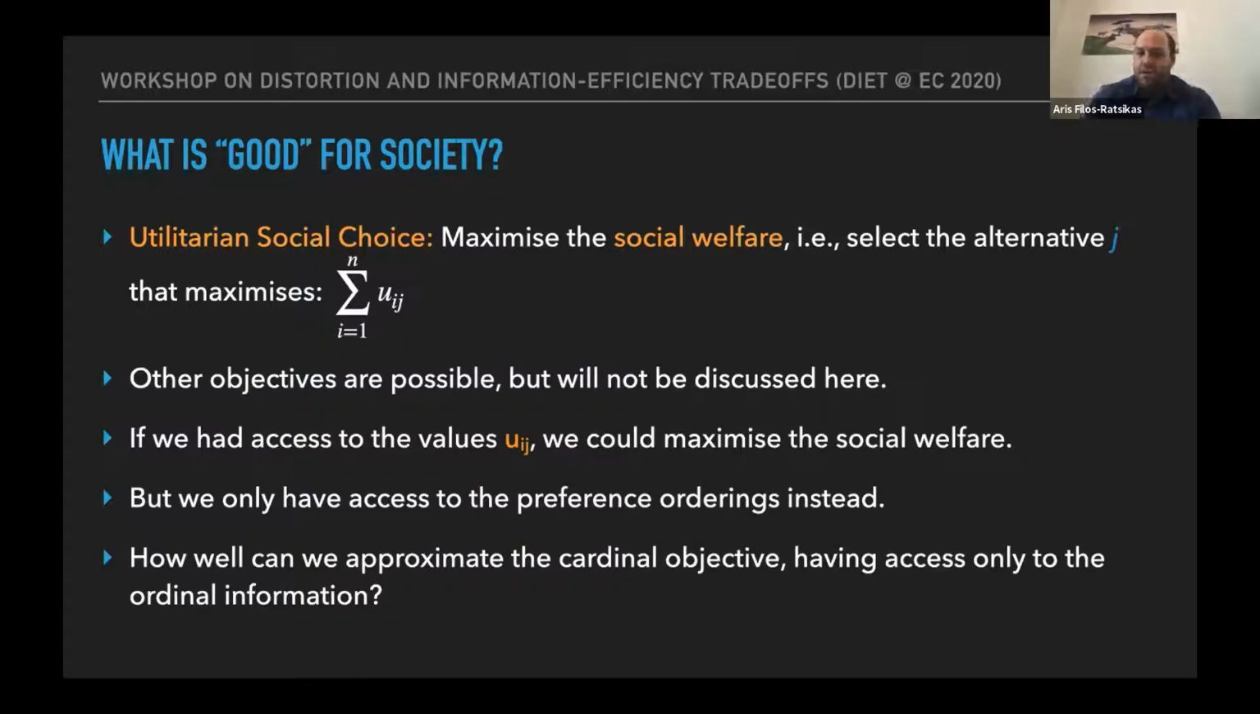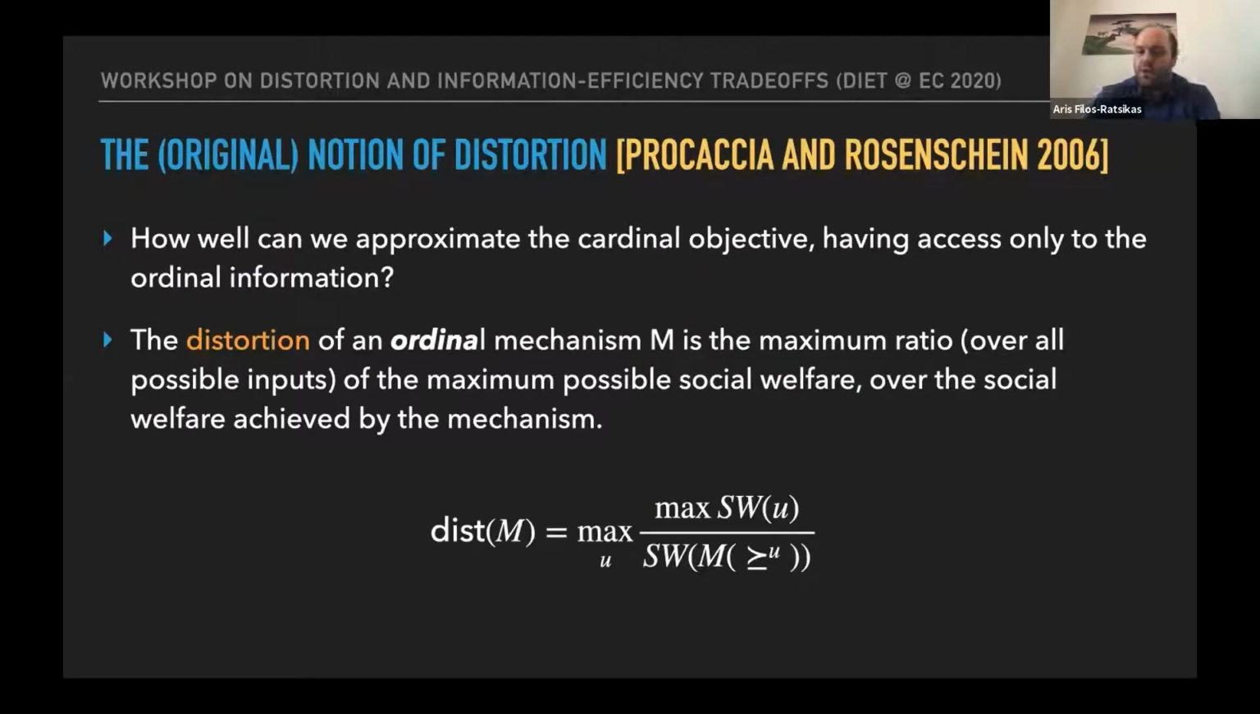And again, just to make sure that we are all on the same page, if we had access to these values explicitly, then maximizing social welfare would be trivial. This is not a problem. We only have access to the preference orderings though, so we only have the ordinal information. And then the question is, how well can we approximate this cardinal objective, having access only to the ordinal information? And this brings us to the original notion of the distortion, as defined by Procaccia and Rosenschein. And the distortion measures exactly this. I call this the original notion because I will refine it in a few slides. I will refine it just slightly, but I will argue that with this slight modification, we can actually capture many related problems that we can study under the same umbrella.